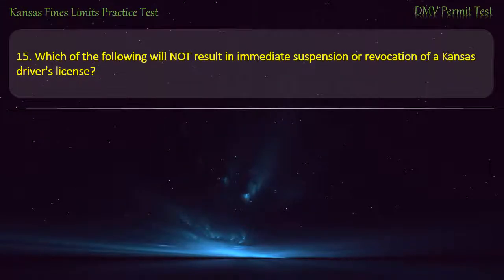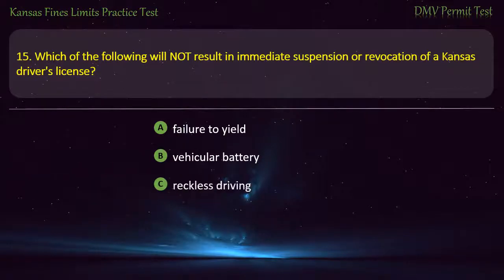Question 15. Which of the following will not result in immediate suspension or revocation of a Kansas driver's license? Failure to yield. Vehicular battery. Reckless driving. None of these answers are correct. Answer. Failure to yield.